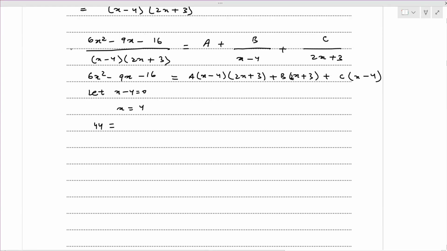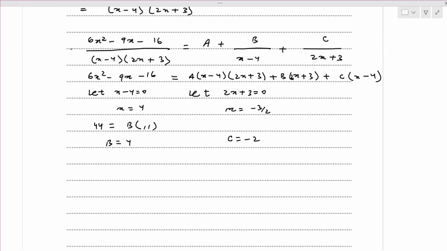On the right-hand side, x minus 4 is 0, so the first is 0 and the third is 0. We'll get the value of b. When we substitute 4 in place of x, it will be 11. So the value of b is 4. After that, let 2x plus 3 equal 0. So the value of x is minus 3 over 2. Substitute in the left-hand side. And for the right-hand side, when 2x plus 3 is 0, the first is 0 and the second is 0, we'll get the value of c. And directly I'm writing that the value of c is minus 2.